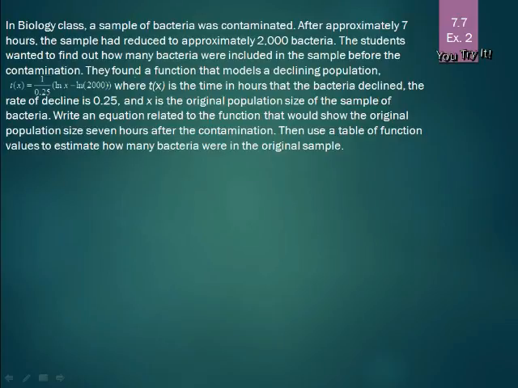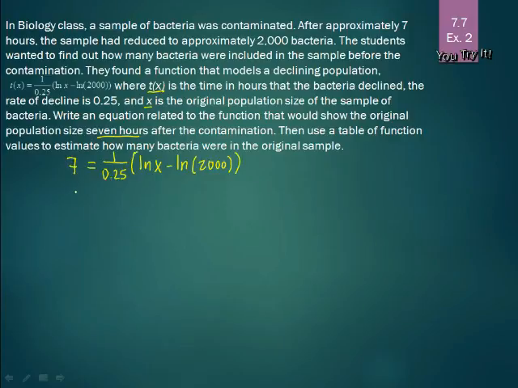Okay, so let's just look at our variables here. T of x is the time in hours, and x is the original population size. We first want to write an equation that would show the original population size 7 hours after the contamination. So we don't know x, we do know T of x. So T of x would be 7, so we could just substitute that into our equation there.